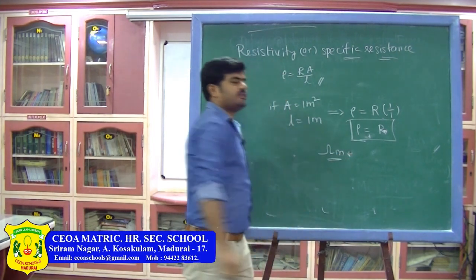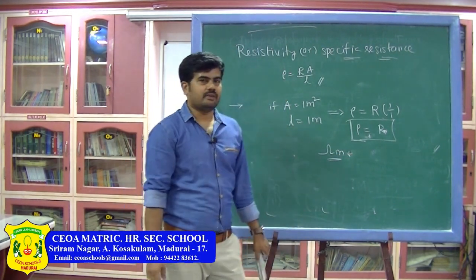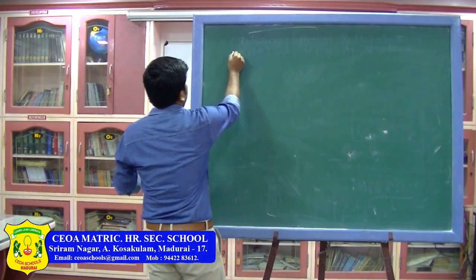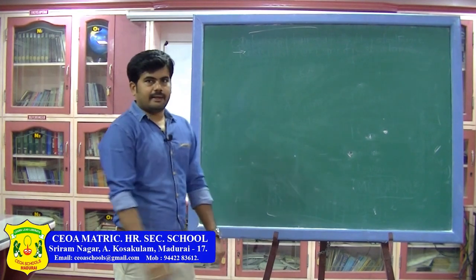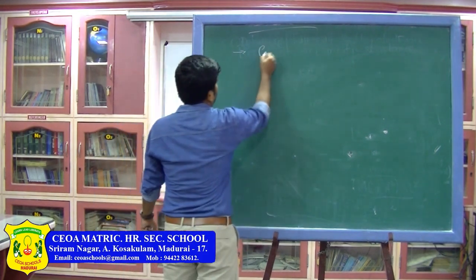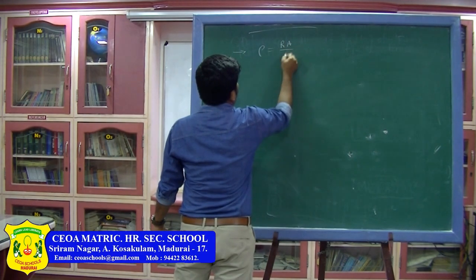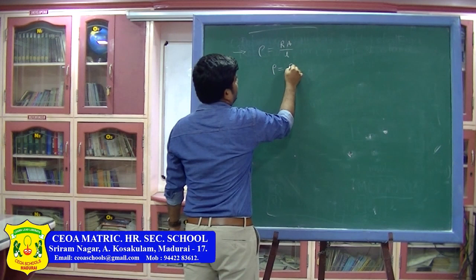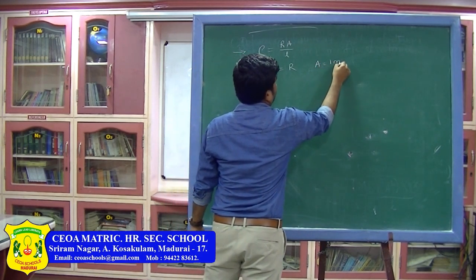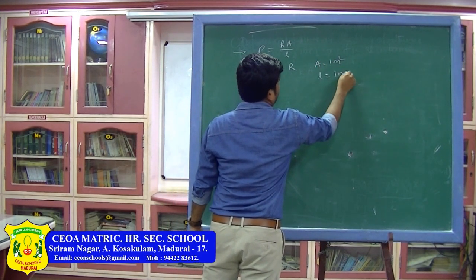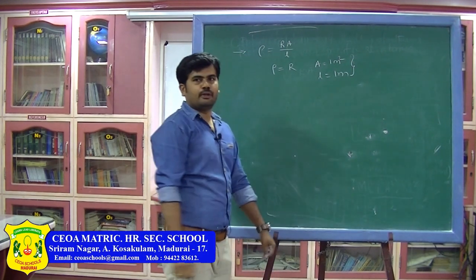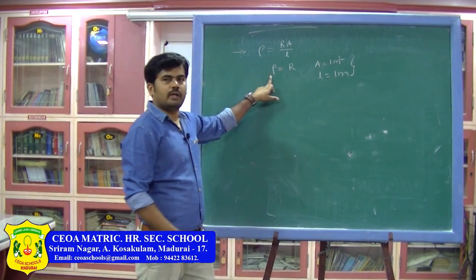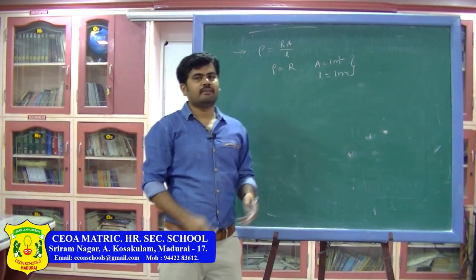So, this electrical resistivity is a very important physical quantity. Now, rho is equal to R A by L, where it is defined as the resistance of the material of unit dimension, that is 1 meter square area and length 1 meter. So, if you take unit length and unit area of cross section for a material, then its electrical resistance is equal to its electrical resistivity at that given temperature.